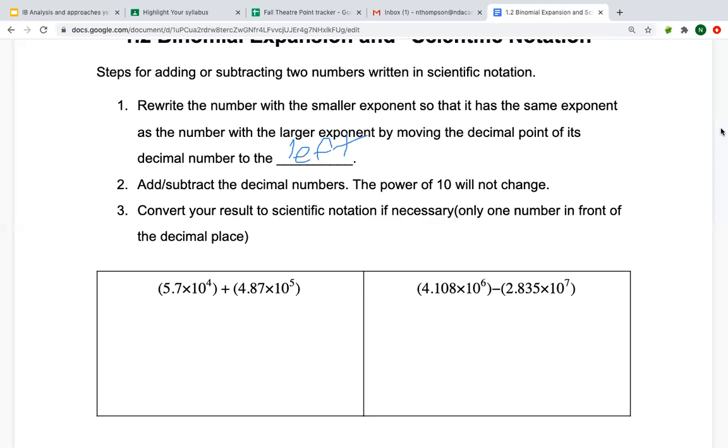So if I have, let's look at just this first example, 5.7 times 10 to the 4th. That one is the one with the smaller exponent. In order to move it to the left, I'm saying that this is the same thing as saying 0.57 times 10 to the 5th.